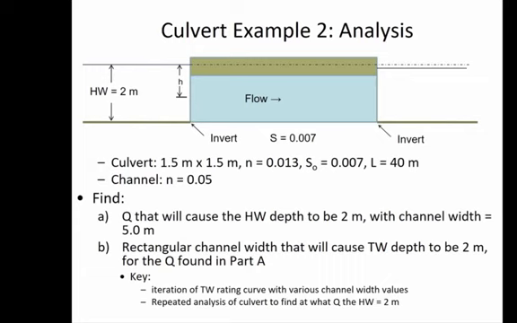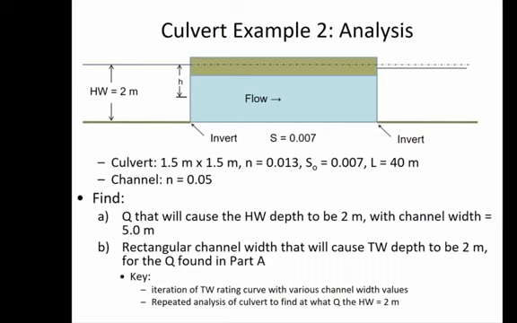Rather than being a circular pipe, this one is 1.5 meters by 1.5 meters. We're making the culvert out of concrete. It has a certain slope, 0.007, and we know the length of it.